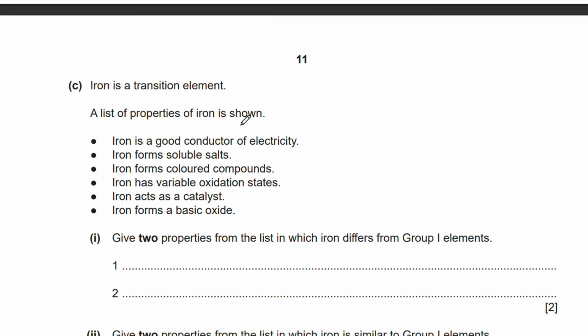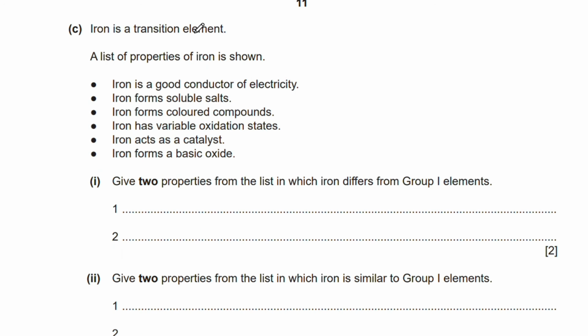Next one. Iron is a transition element. A list of properties of iron is shown. Iron is a good conductor of electricity. Iron forms soluble salt. Iron forms colored compound. Iron has variable oxidation state. Iron acts as a catalyst. Iron forms a basic oxide. Give 2 properties from the list in which iron differs from group 1 elements.